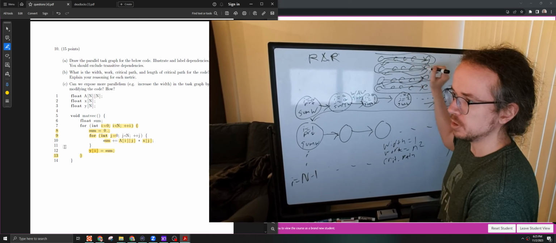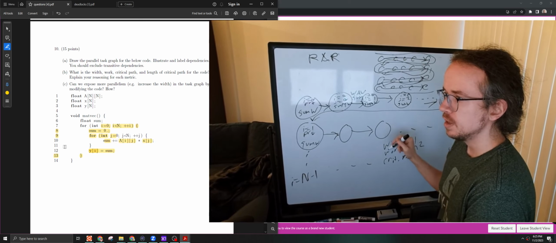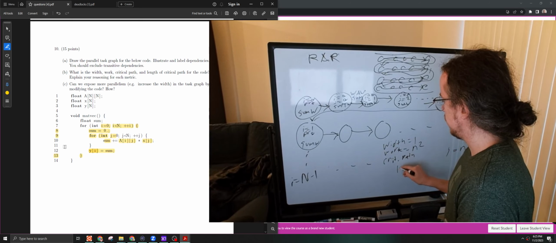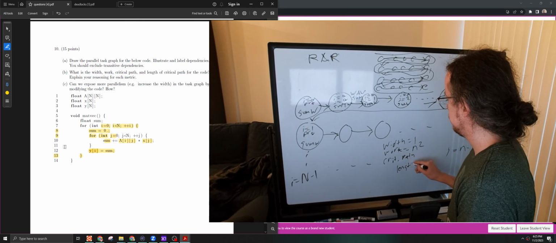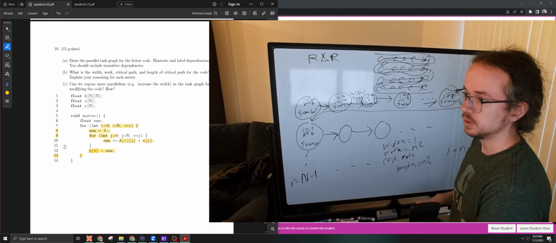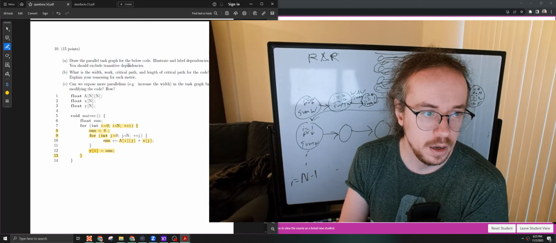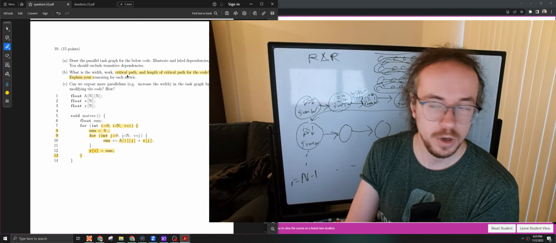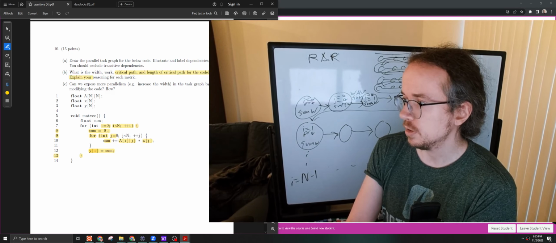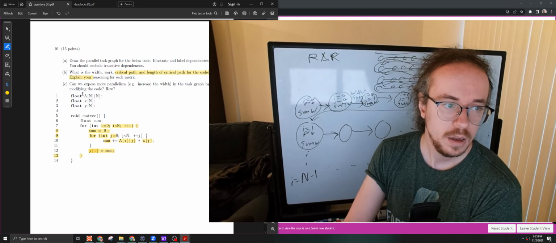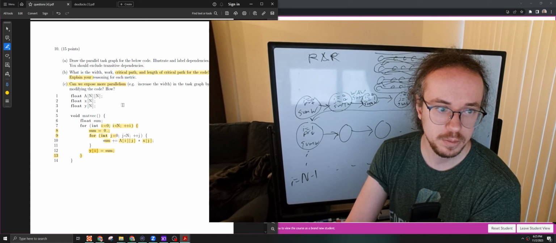You do each row sequentially in order. And so that means the length of the critical path is also going to be n squared. Every node is on the critical path. And that's the rationale, right? Every node is on the critical path because of this dependency. That's why it's everything. Can we expose more parallelism?